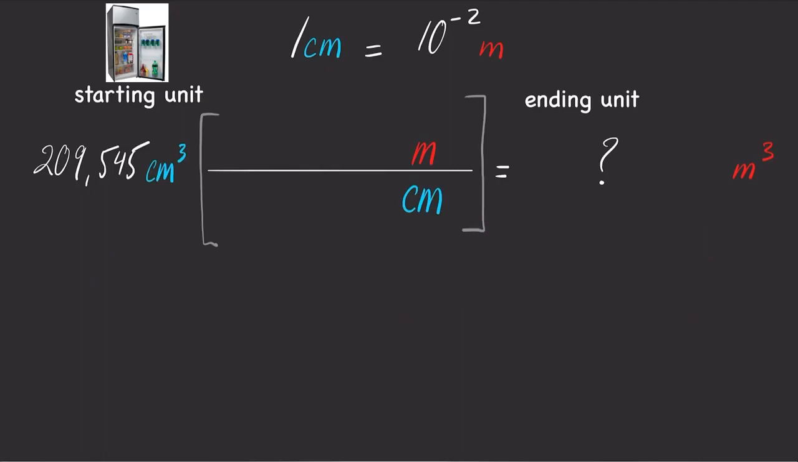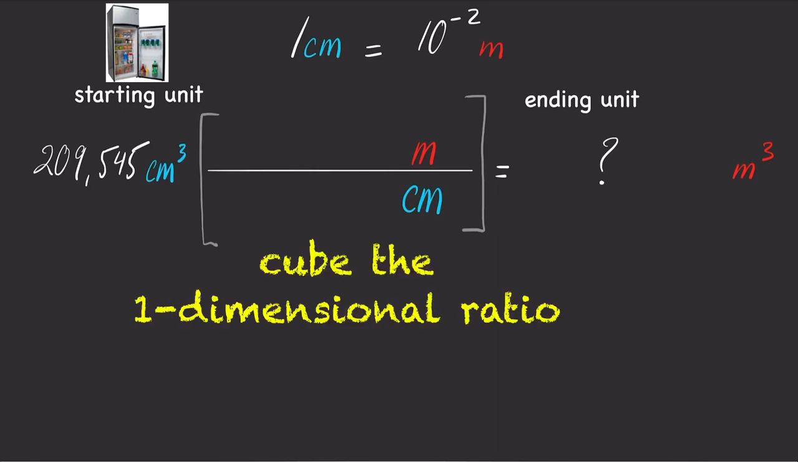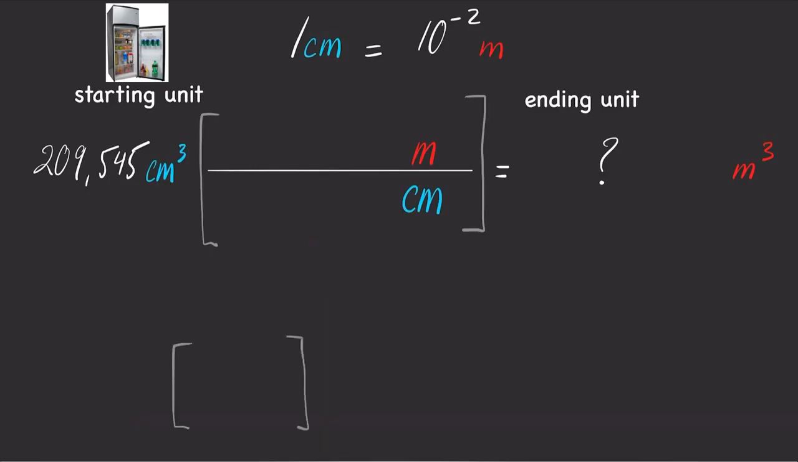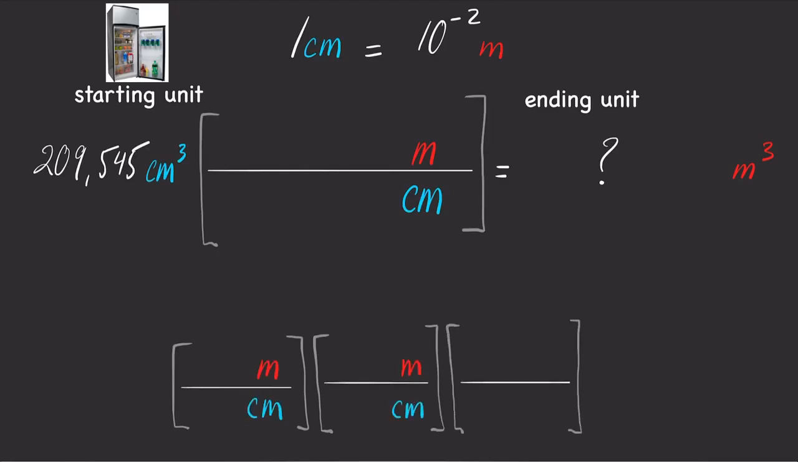Just like before, when our starting unit and the conversion factor have different dimensions, we will need to cube the one-dimensional ratio to get a three-dimensional ratio. Now, cube the whole fraction, which literally means multiply the fraction by itself 3 times. And we will get meter times meter times meter in the numerator, which is cubic meters, and centimeters times centimeters times centimeters in the denominator, which is cubic centimeters. Now, we can cancel the cubic centimeters, leaving cubic meters as the only unit, which is what we want to end with.